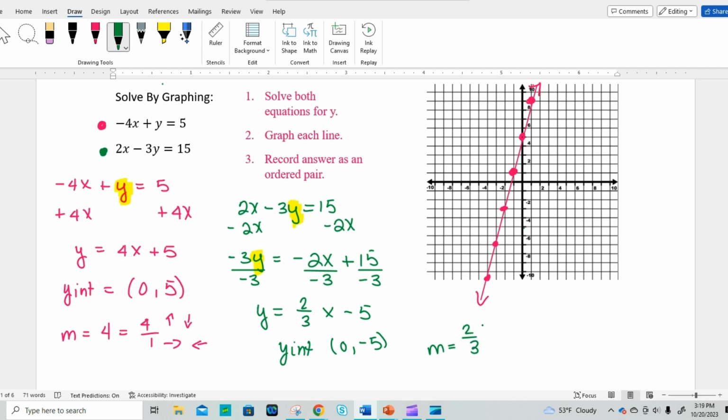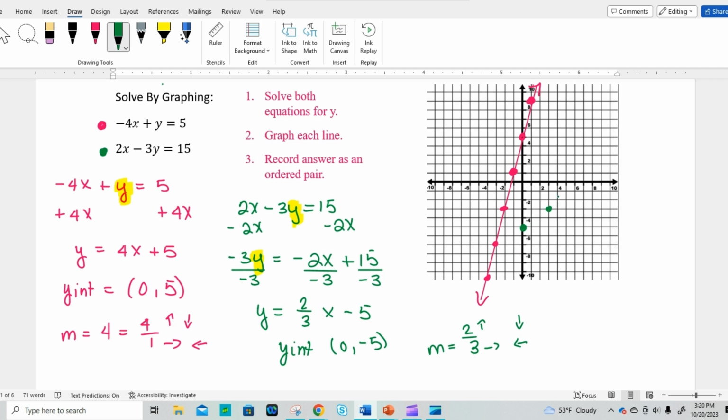My 2 tells me it is positive, so I'm going to go up 2 units. The 3 is 3 units right. I can also reverse those directions if I need to. I can go down 2 units and 3 units left. So I'm going to start off with just the first set of directions, the 2 units up and 3 units right. So first I'm going to find my y-intercept of 0, -5. And I'm going to go up 2 units, 3 units left, or right, pardon me. 2 units up, 3 units right.